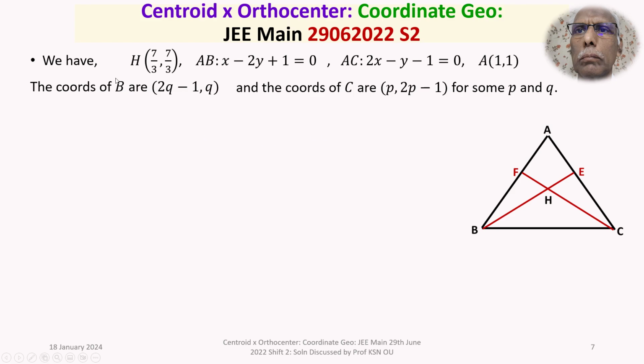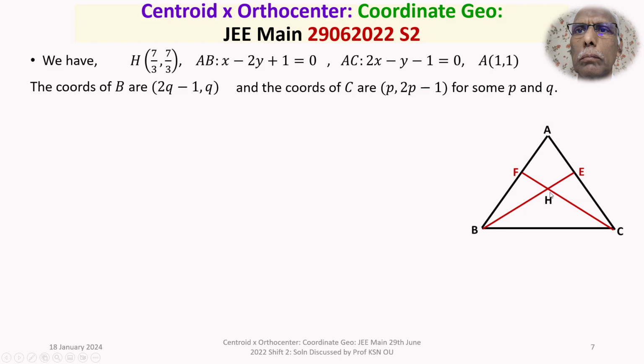So we have found the coordinates of vertex B and vertex C in terms of p and q. To find the values of these, we observe that BE is the altitude on AC. So BE is perpendicular to AC.